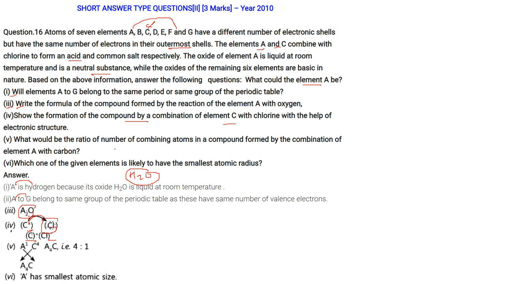What would be the ratio of the number of combining atoms in the compound formed by combination of element A with carbon? Carbon has 4 valence electrons, so it needs 4 A here. So it will be A4C. 4:1 will be the ratio. Which one of the given elements is likely to have the smallest atomic radius? A will have the smallest atomic radius. This will be the answer.